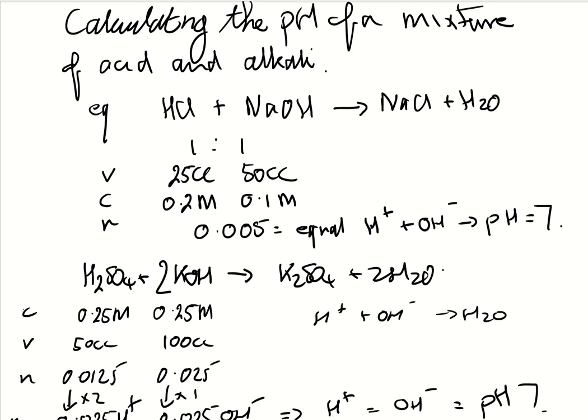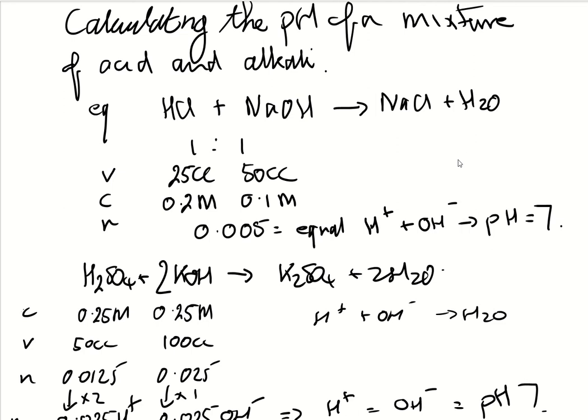Okay, and it's really important that when you read the question in your exam paper, you make sure that you don't get these mixed up. Students get them mixed up all the time. So this is like if you did a titration between a strong acid and a strong alkali, working out the resulting pH of that.